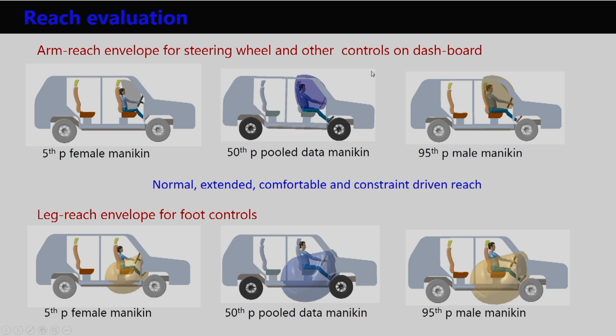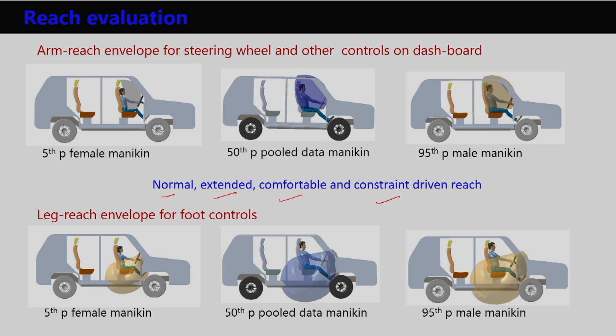Next, arm reach envelope for steering wheel and other controls on the dashboard. With this type of digital human modeling software, we can create an arm reach envelope. This envelope for arm reach or leg reach can be of different types. It may be normal arm reach or leg reach, extended one, comfortable one and constraint driven one. Generally, we can start the arm reach assuming that the seat belt is attached. When the seat belt is attached, then hand movement is only possible from the shoulder joint.